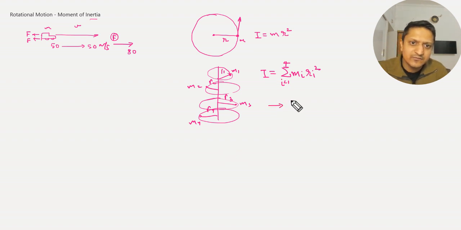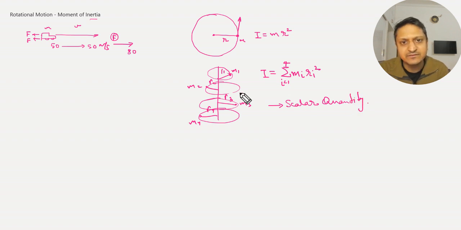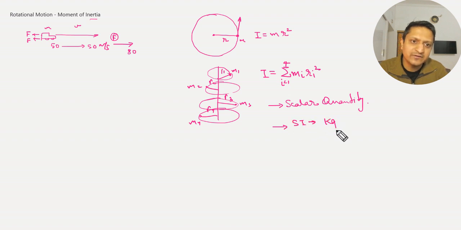It is a scalar quantity, first of all. That's why we are able to add it without taking directions into consideration. And second, the SI unit will be kg meter square. So this is the SI unit and it is a scalar quantity.